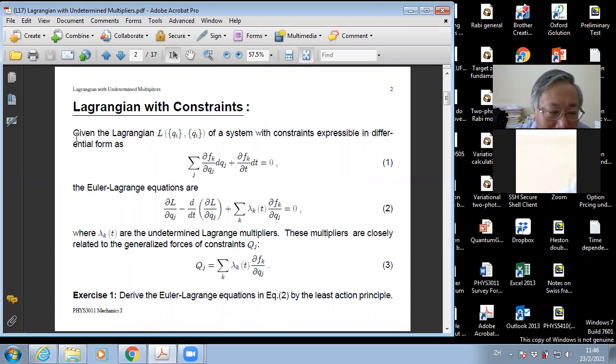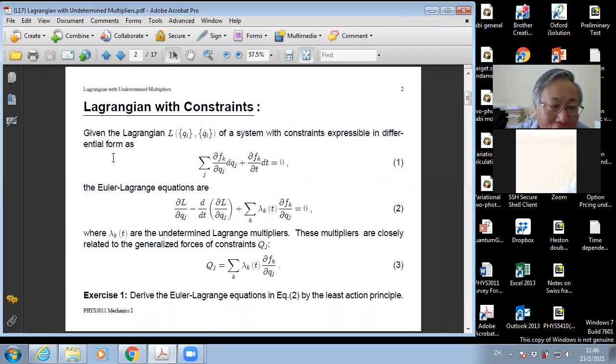So let's start now. Given the Lagrangian of a system with constraints, expressible in differential forms like this. Say, for example, rolling without slipping, y equal to r theta. So the constraint is f equal to y minus r theta equal to 0. We differentiate f with respect to y and also with respect to theta, and obtain this differential form for the constraint equation.